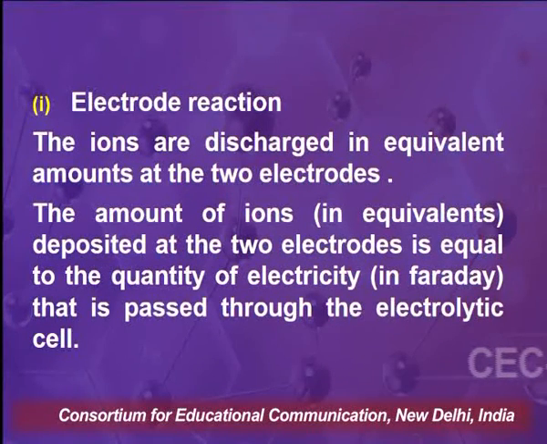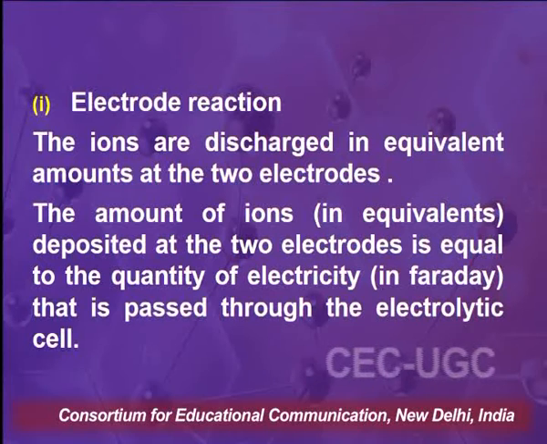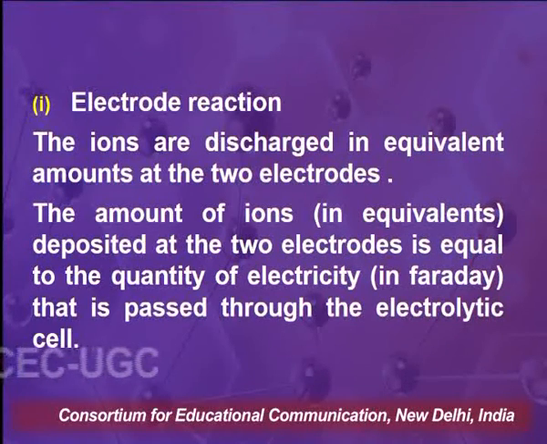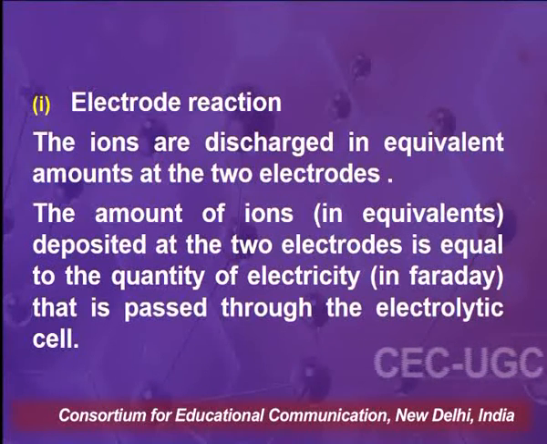The electrode reaction. The ions are discharged in equivalent amounts at the two electrodes. The amount of ions in equivalents deposited at the two electrodes is equal to the quantity of electricity in Faraday that is passed through the electrolytic cell. At the cathode, cations accept electrons and are deposited on it. At the anode, anions are deposited by giving up their electrons.